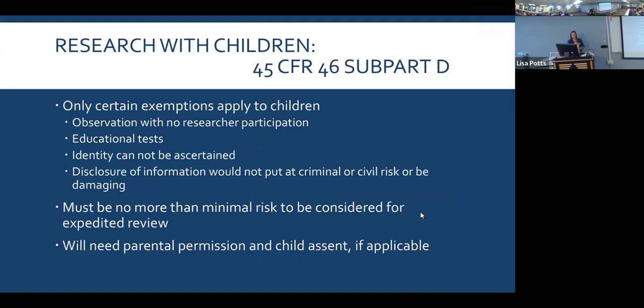All right, so again, for children, only certain exemptions apply. It has to be no more than minimal risk to be expedited. And then you have to consider not only consent, but a couple different things. It's referred to as parental permission and then child assent, if that applies. If the children are too young, but even with younger kids, you can modify the assent form, where they can still have that respect for persons, even for the children.